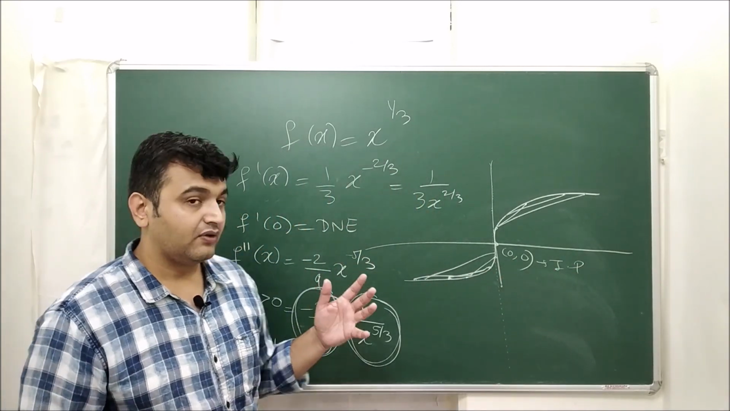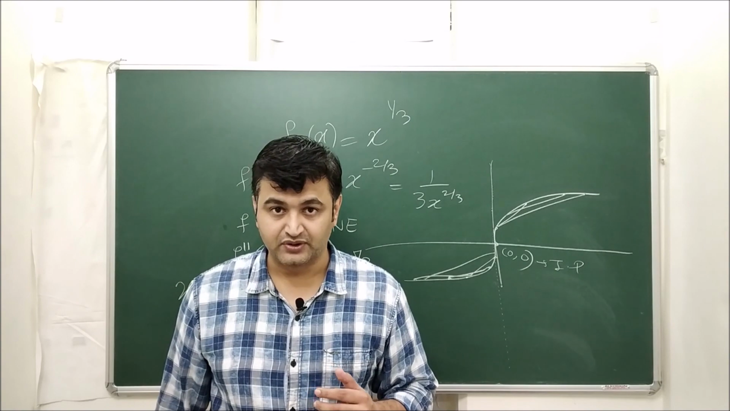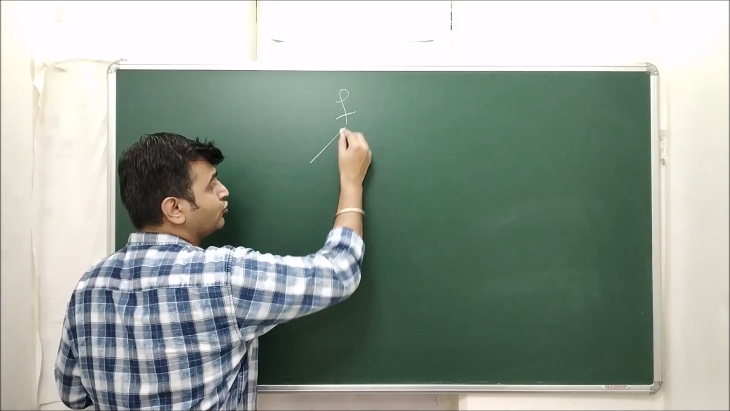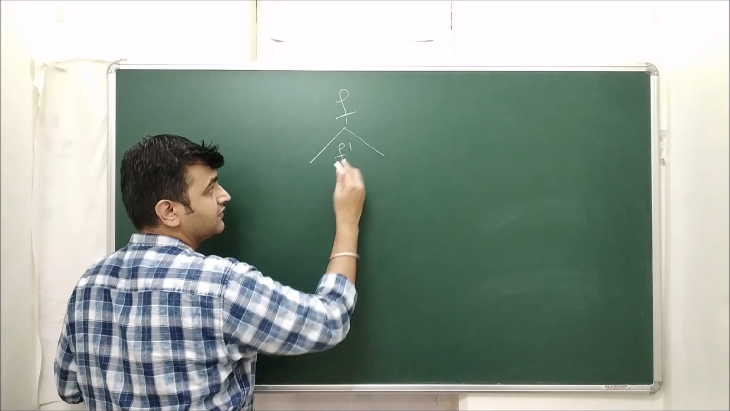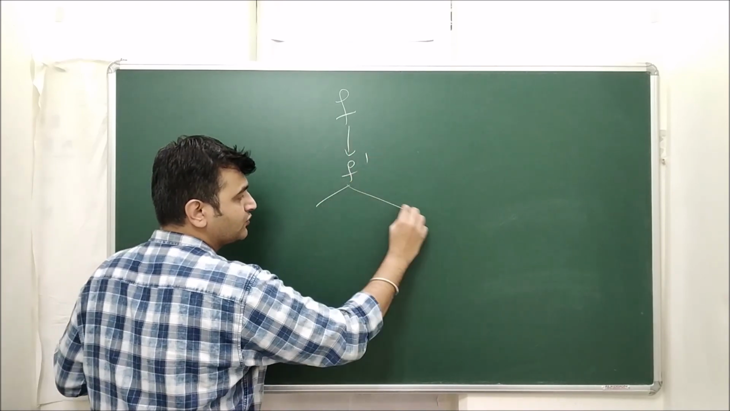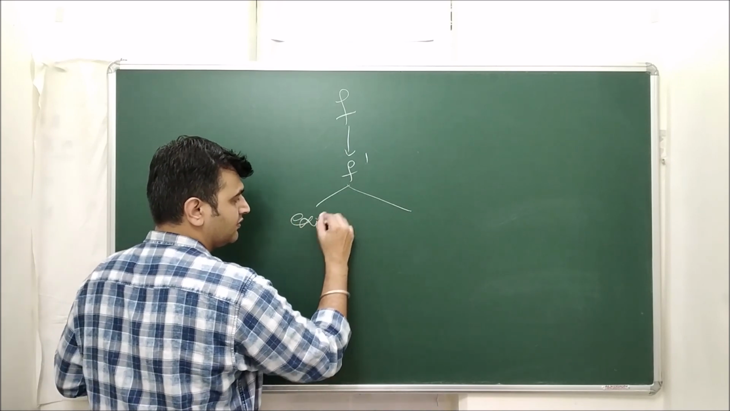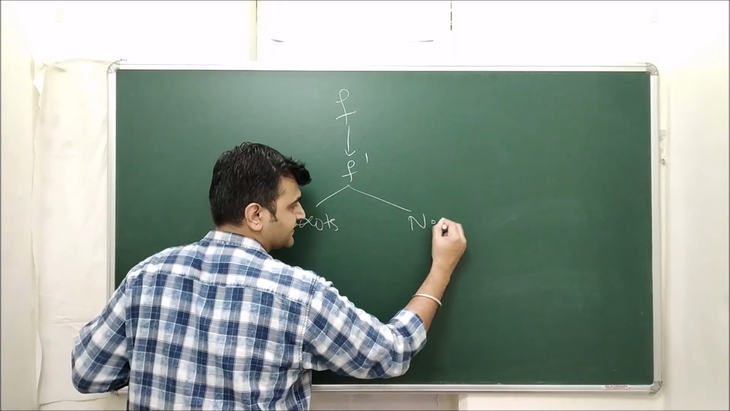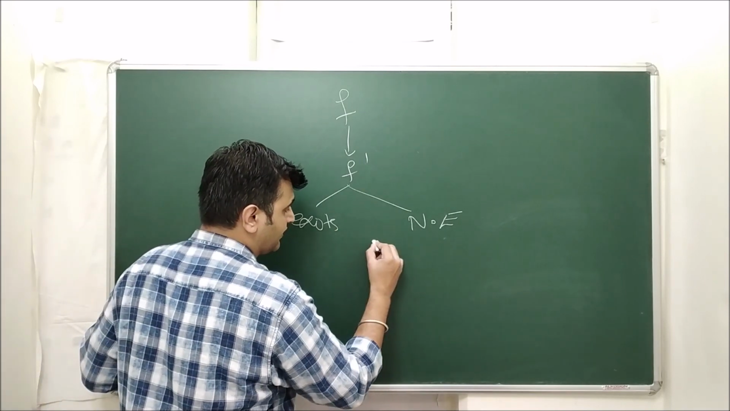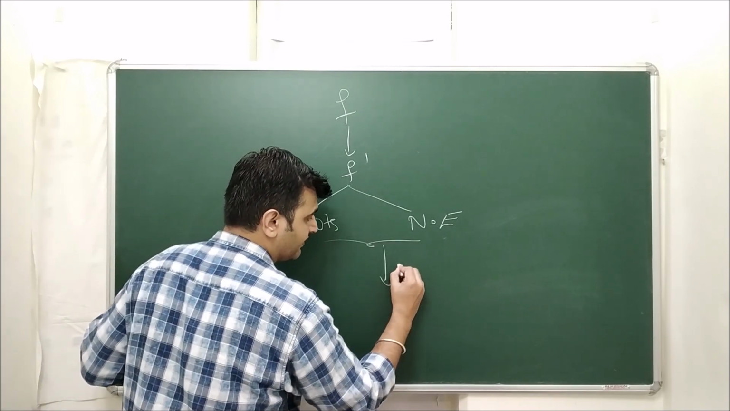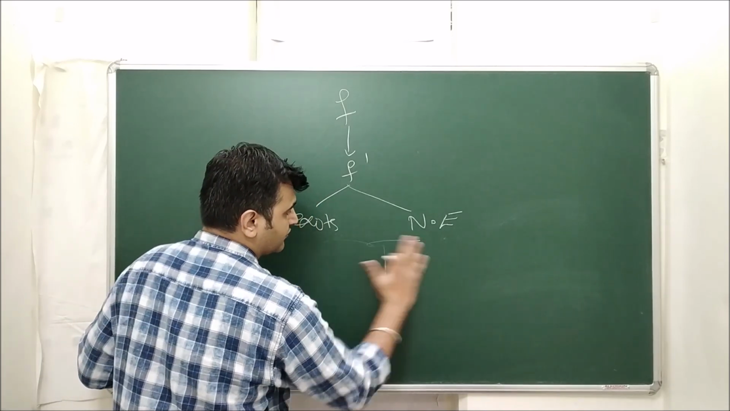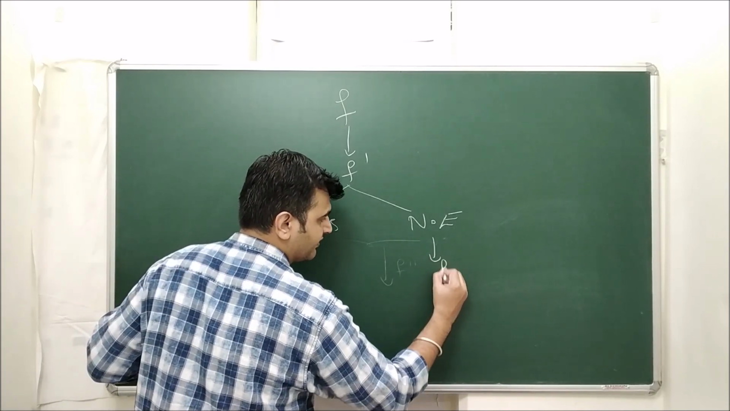Fine. Okay, now how to find an inflection point? So let's try to see that. Once you have a function, what to do? You find the derivative f dash. What about f dash? You can say either it will exist or it will not exist. If f dash is not existing, then obviously f double dash will also not exist. Let me write it down here. You find f double dash.